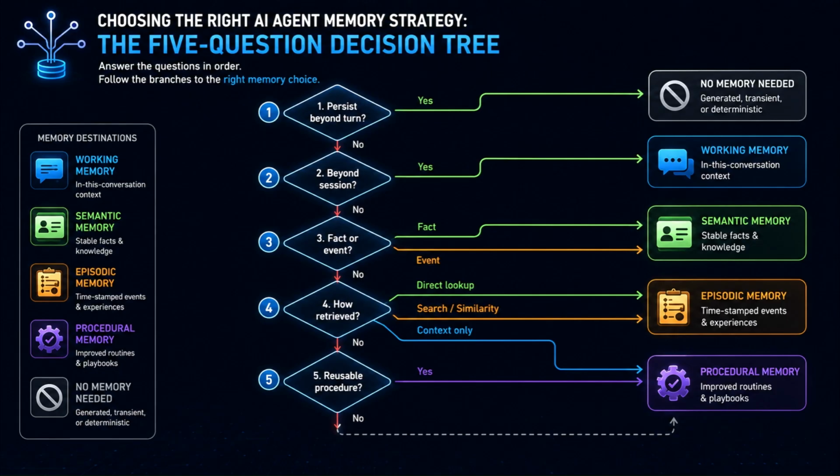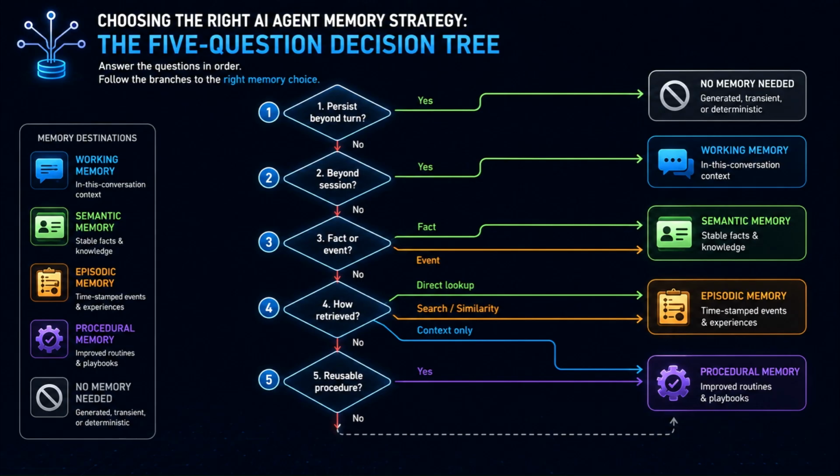Question 1. Does this information need to persist beyond the current turn at all? Question 2. Does it need to survive beyond a single session? Question 3. Is it a stable fact or an evolving event? Question 4. How will this memory actually be retrieved at scale? And question 5. Does the agent need to learn a reusable procedure from repetition? Answer all 5 questions honestly for one category, and you land precisely on the memory layer that category needs. No more infrastructure than necessary, no missing capability either.